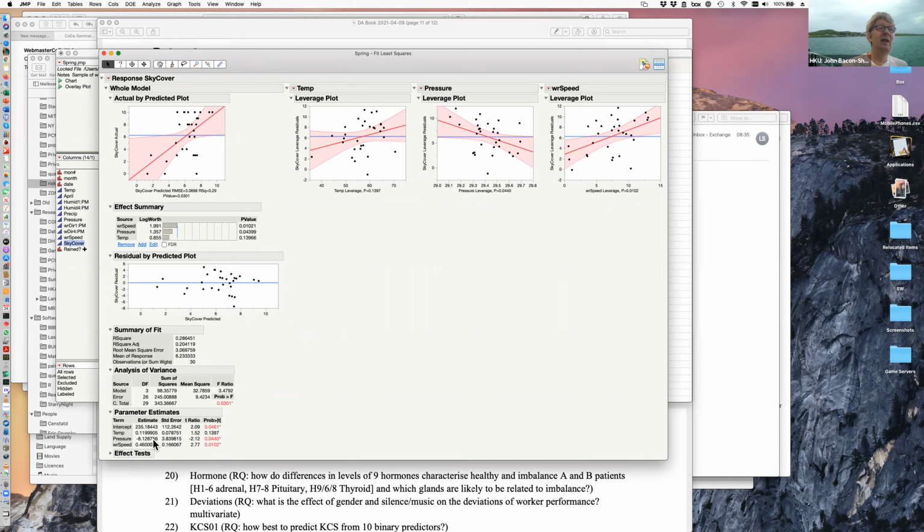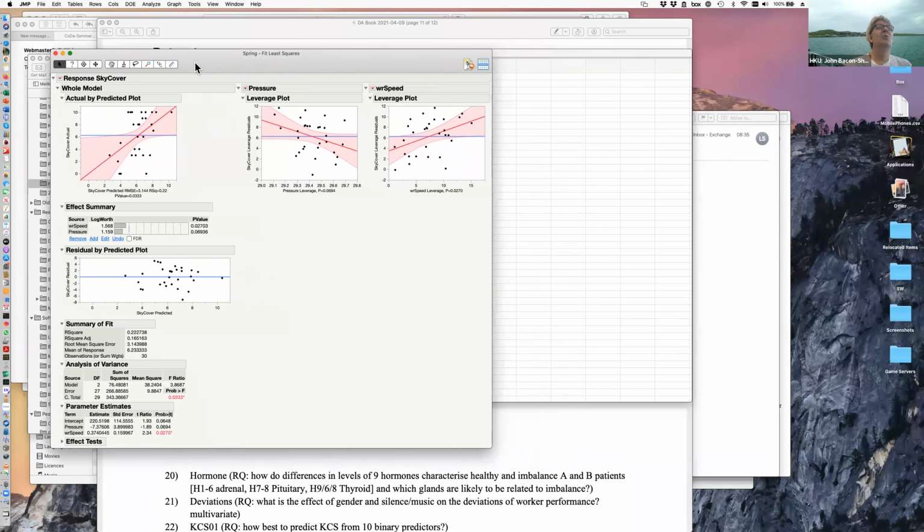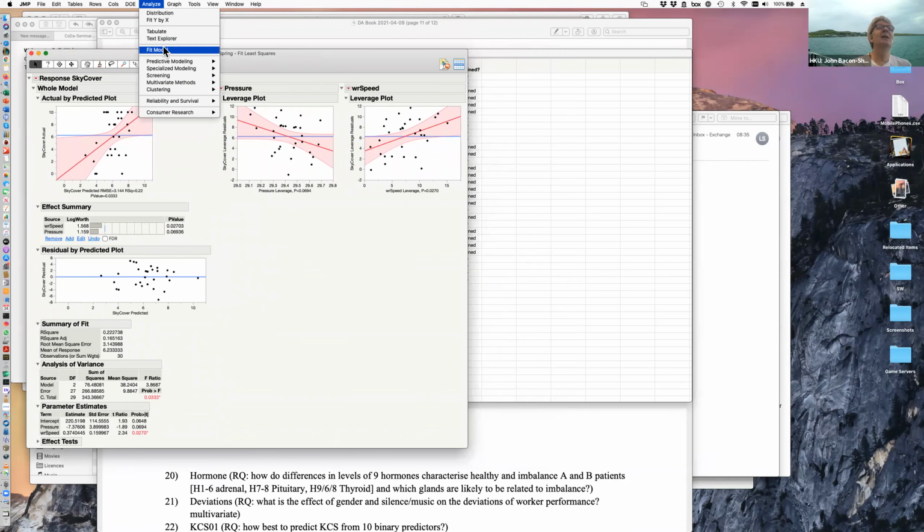As the pressure goes down, the sky cover goes up. It's not clear that there's a temperature effect. We could remove the temperature effect, for example, and see. Yeah, so it does still look like as the wind speed goes up, sky cover goes up, and as pressure goes down, sky cover goes up. But as I said, we know this model is problematic.